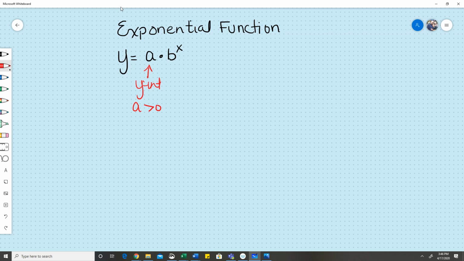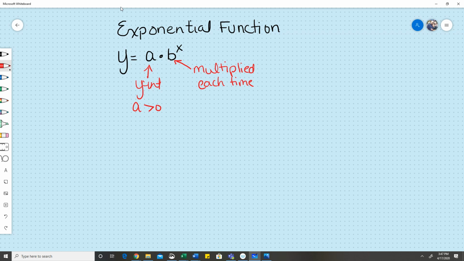Then the next thing is our b. Our b is what gets multiplied each time. So if we're multiplying by 2 or by 3, then we're going to multiply by 2 every time we plug a number in, or every time we move to the next x value.